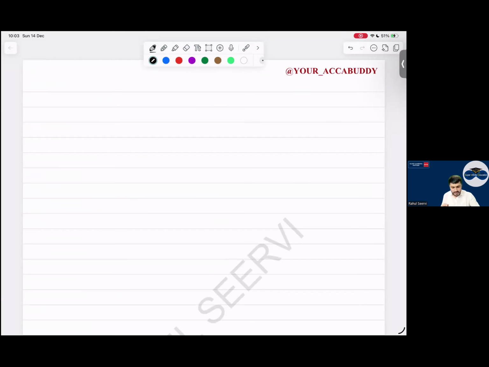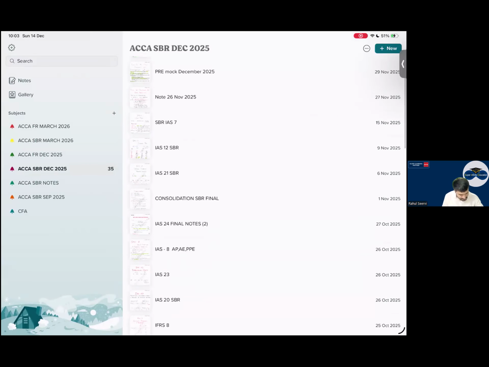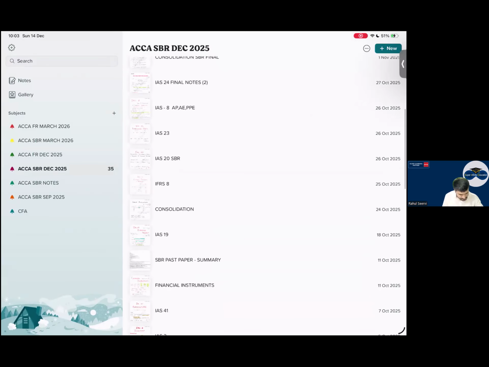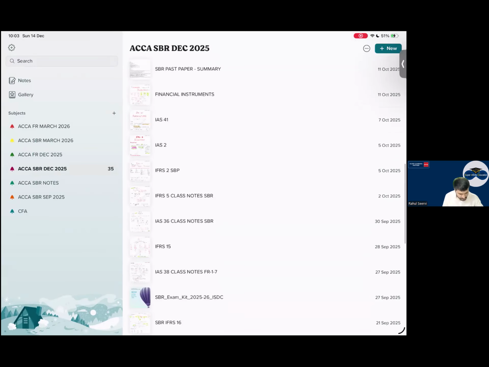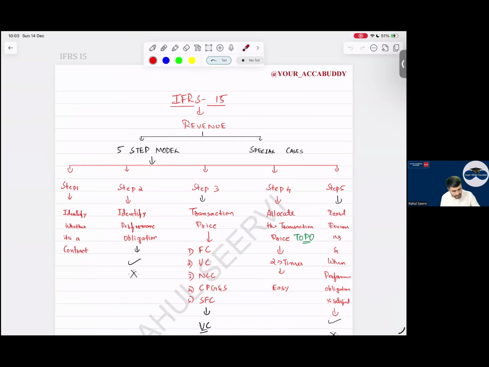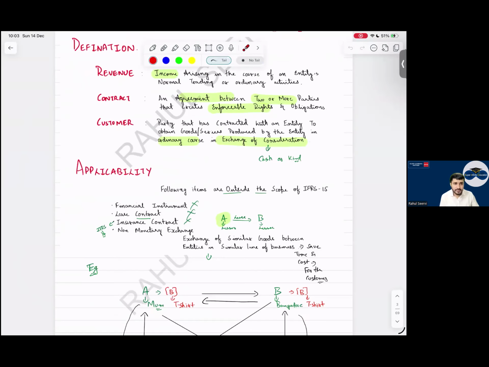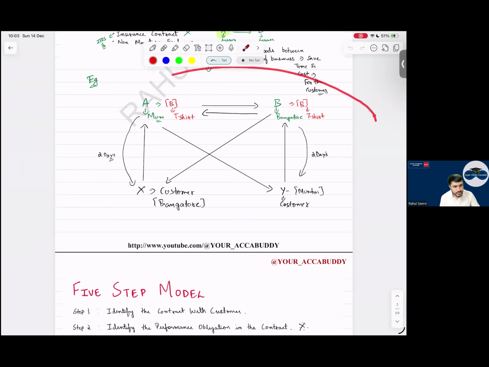Every standard, see, I will show you. If you have watched the December batch, let me show the standard which you know, IFRS 15 revenue. See, these are the notes for IFRS 15. This will be provided to you. For one standard, you have to refer to this one PDF only. Handwritten notes are also included in this. Examples are also included in this.